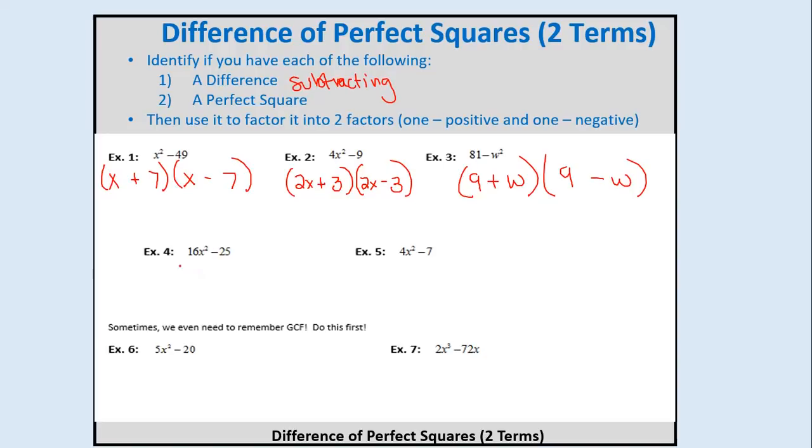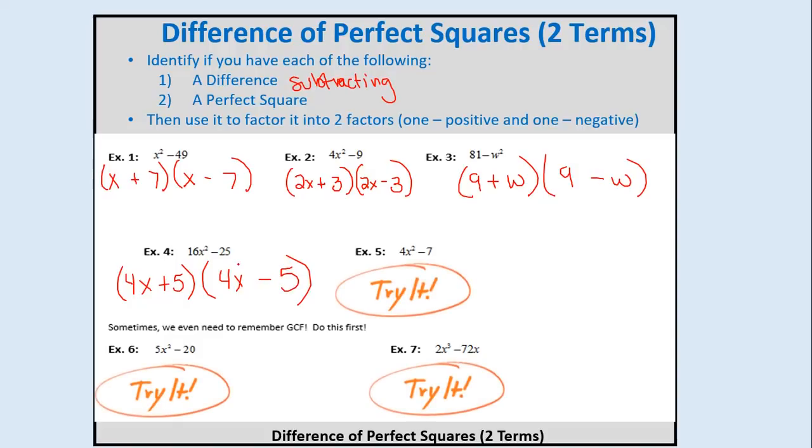Let's try example 4. Two numbers here. This is perfect square. That's perfect square. There's subtraction in the middle, so we're good there. I got 4x and a 4x, right? Because those two multiply to give me 16x squared. One positive, one negative, and then a 5 and a 5 to make 25.